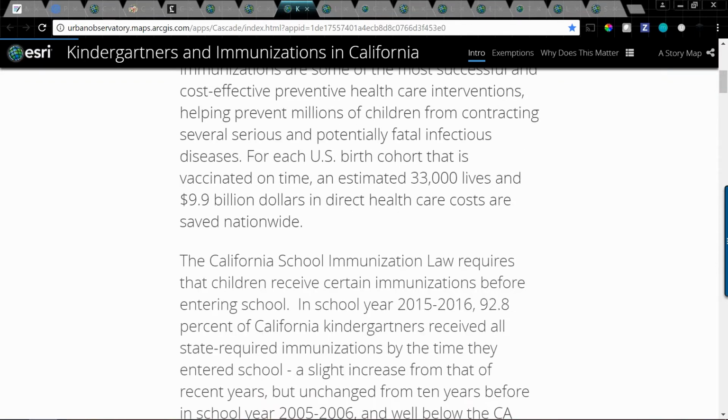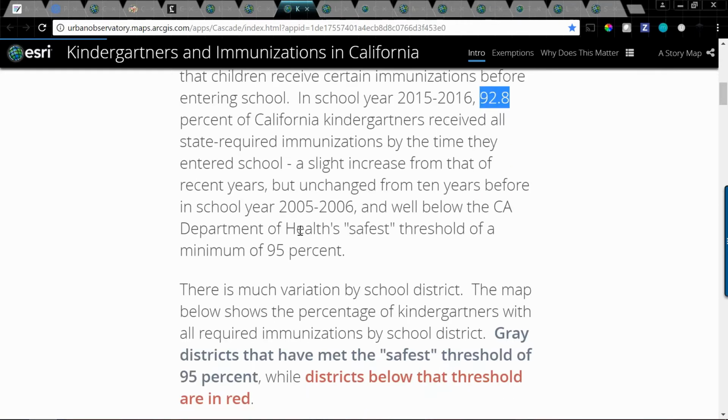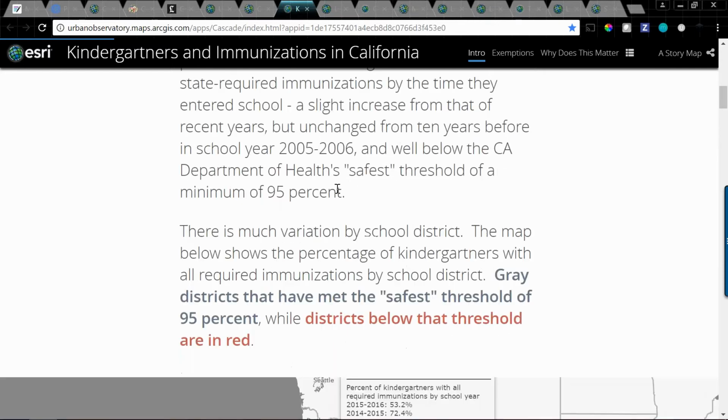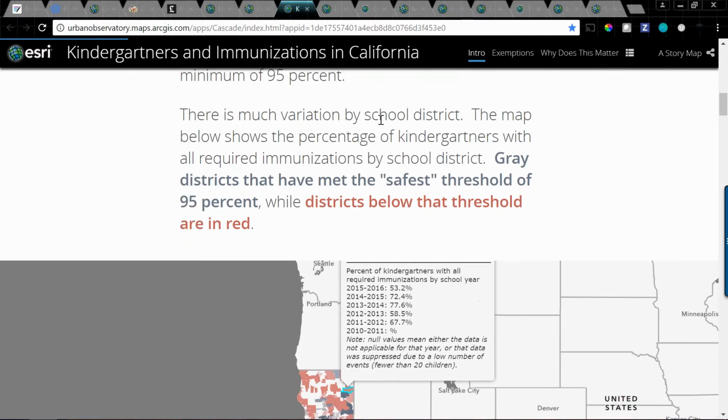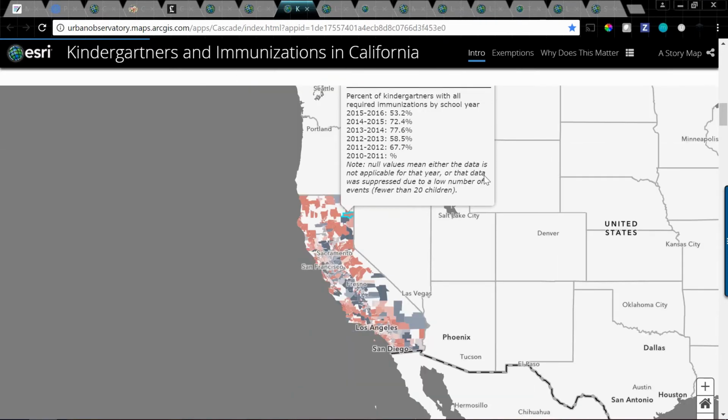It turns out there is a California school immunization law that requires that children receive immunizations before entering school. And in this particular school year, 92.8% of California kindergartners had received those immunizations. And as always, those statewide or nationwide figures are interesting to us because there can be variation by school district. So Diana put this story map together to tell that story.